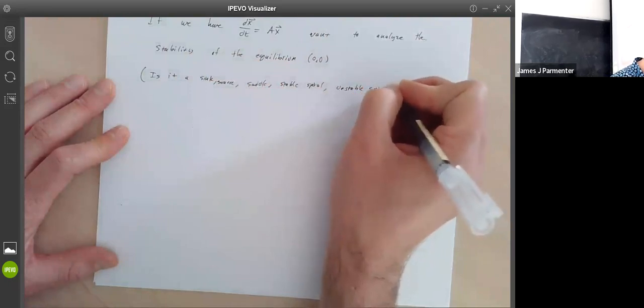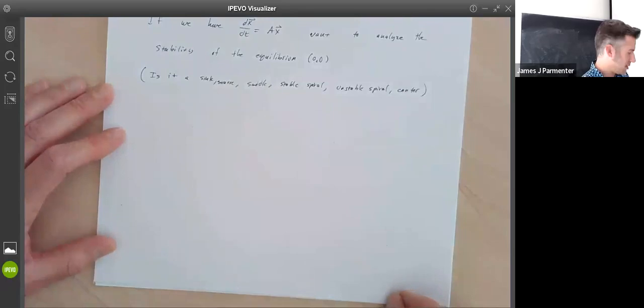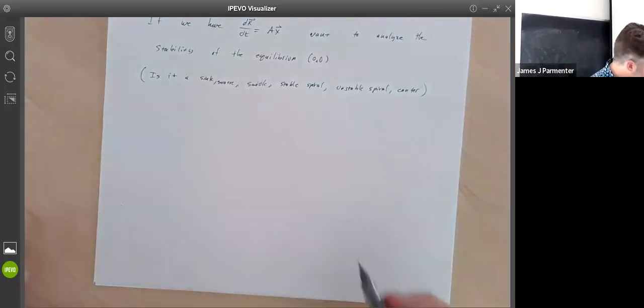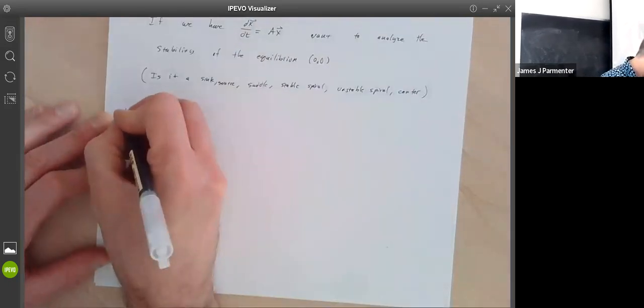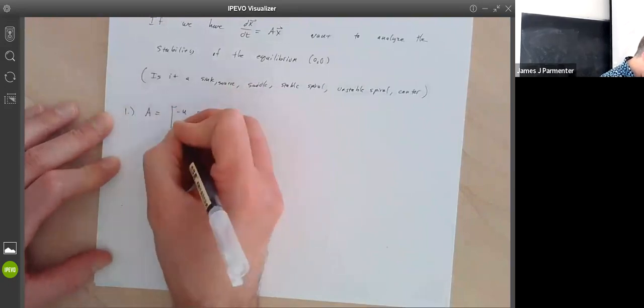I never liked the word center, but that's what they call it. That's what the last one was, when it just loops around like that, you call it a center. So let's look at this first one. Let's say our matrix was [-4, 2; -5, 3].